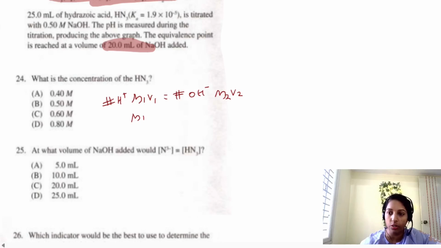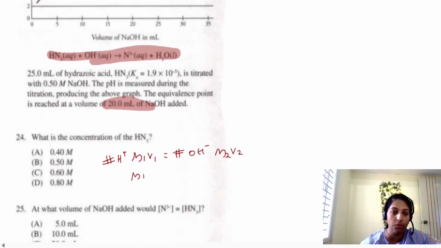Then the volume of HN3 is 25 ml. They initially took 25 ml, correct? So you can apply 25. Here you don't even need to convert it to liters; you can directly apply the ml. The OH count is here again 1 for NaOH. Then M2, the molarity of NaOH, was it given? Yes, it was given, it's 0.50.